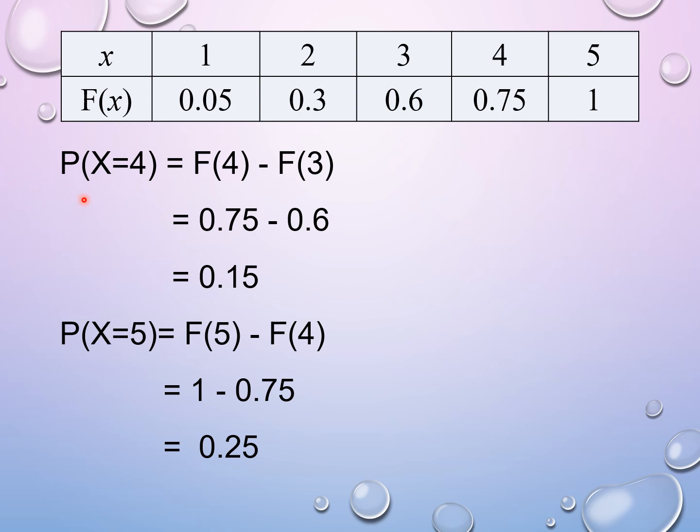And for P4, probability of x equal to 4, you have F4 minus F3. F4 is 0.75 minus 0.6, you get 0.15. And then for the probability x equal to 5, F5 minus F4, where 1 minus 0.75, you get 0.25. So now we have obtained all the probabilities for the x values from 1 until 5.